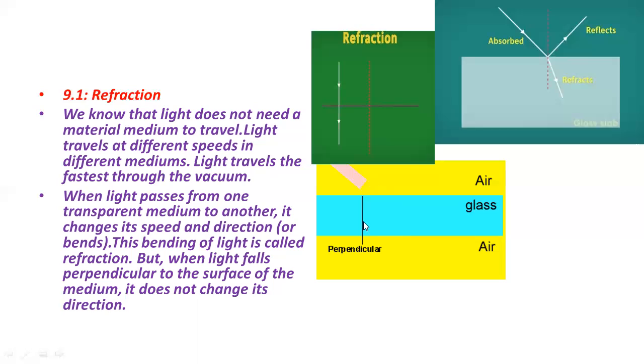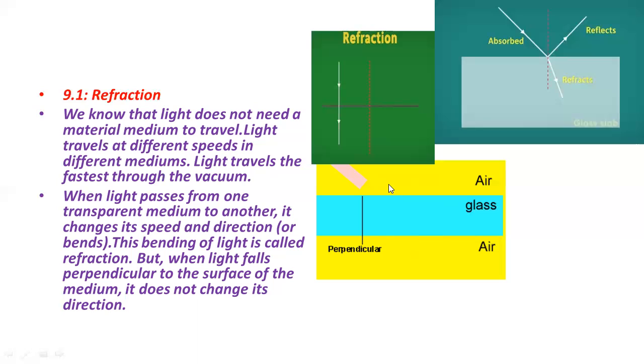This straight line is called the normal. It is just an imaginary line. The light bends towards the normal. But when the light passes from glass to air, you can see it bends away from the normal.